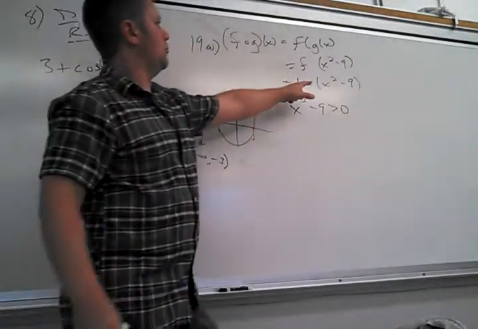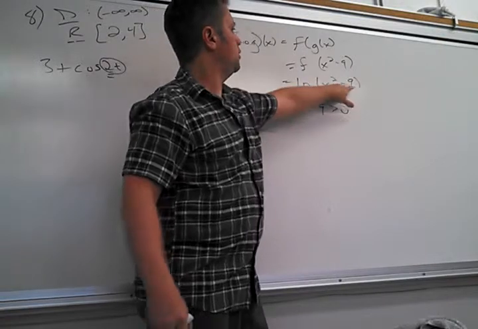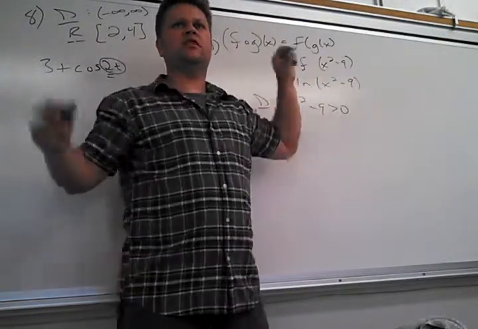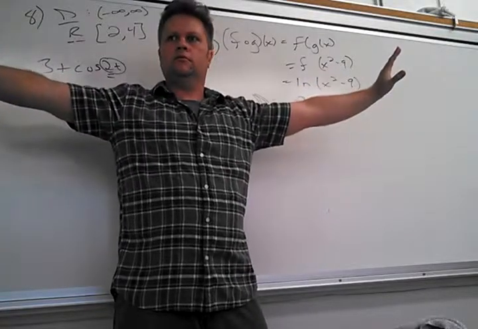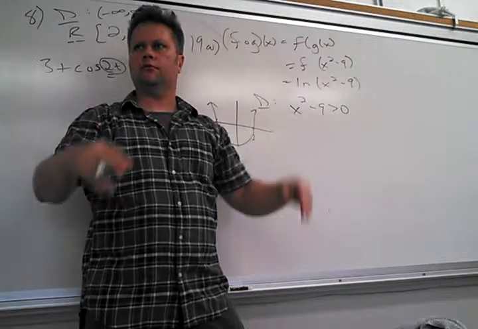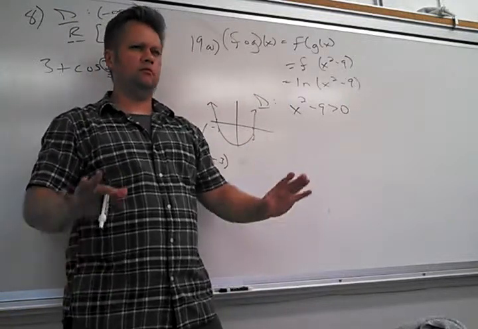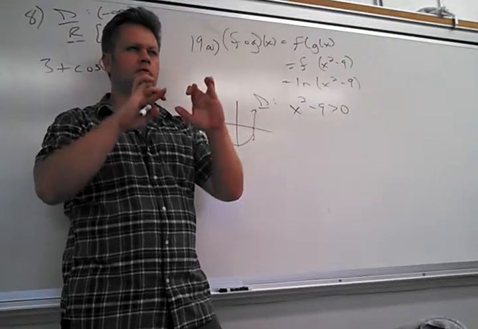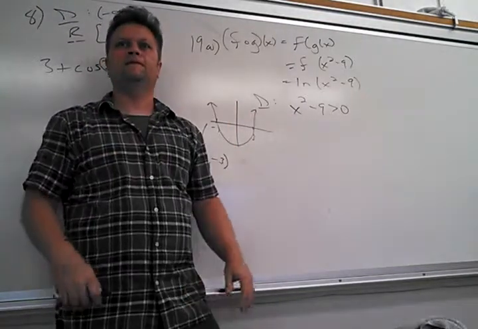When you try to start plugging in stuff smaller than 3, you're going to end up with a negative number in here, right? So it's got to be all the stuff that's bigger than 3, either 3 or negative 3, because the square makes it not matter if it's 3 or negative 3. Does that make sense? Okay, good.